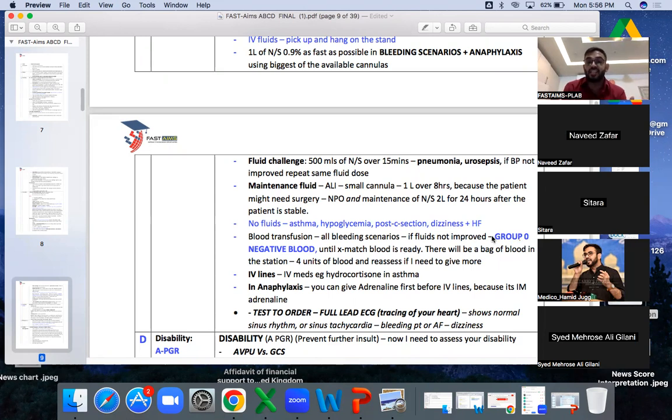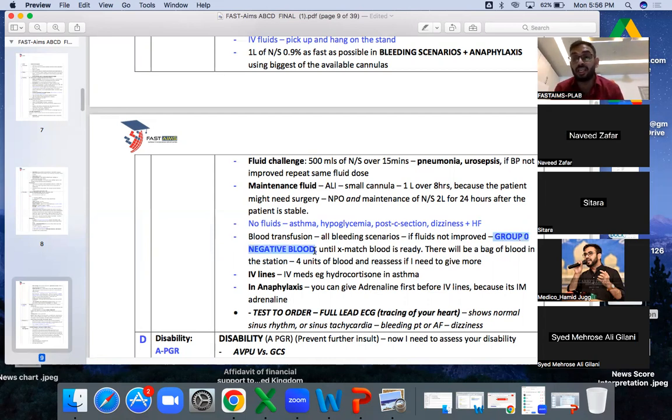Look, I have written it in bold, O negative blood group. Sometimes in the C approach, if the patient is bleeding, you give fluid, and the patient is not getting better. You give fluid as much as you could. So they want to ask, what are you going to do next? It is the O negative blood.